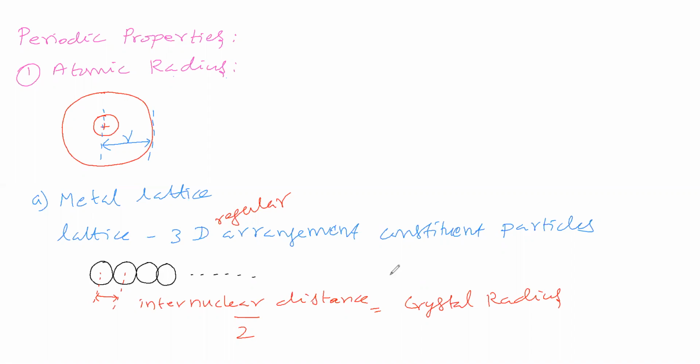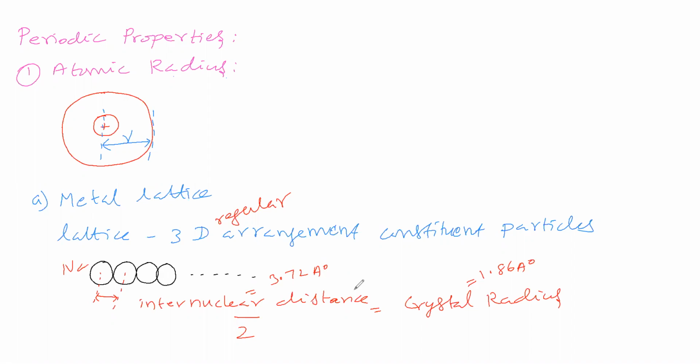Now for crystal radius, we will take an example: sodium. We take sodium as a crystal. The internuclear distance for sodium is 3.72 angstrom. Therefore the crystal radius of sodium is 1.86 angstrom. This is how we can find it for metals.